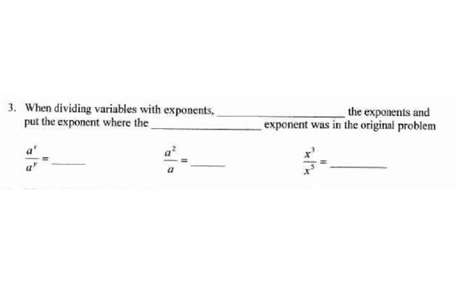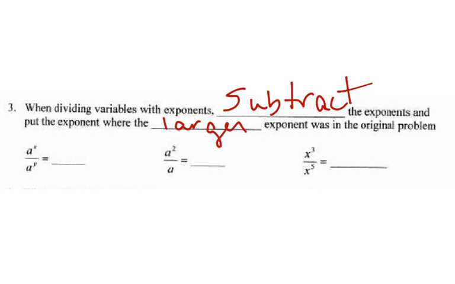When dividing variables with exponents, you're going to subtract the exponents and put the exponent where the larger or bigger exponent was in the original problem. So a to the x over a to the y becomes a to the x minus y. A squared over a, 2 is bigger than, this is a 1, when there's not a number it's a 1. So your a is going to go in the top, 2 minus 1 is 1, so it's just a.